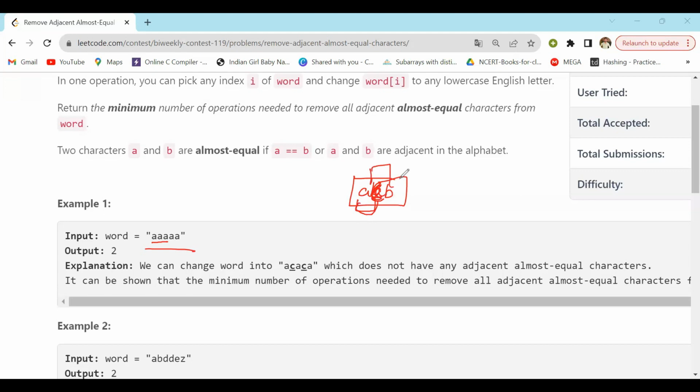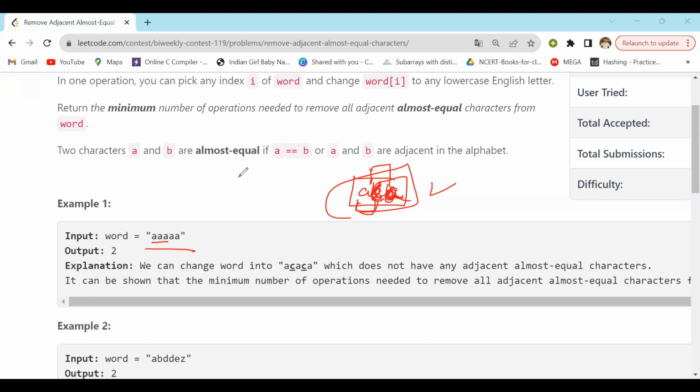CB. Okay, they are almost equal. So we should change C to anyone. We can change C to, sorry, we can change B to A. It's fine. Now ACA, it's a fine string. It doesn't have any adjacent characters which are almost equal. But here we did two operations, right? We changed the second and the third character.